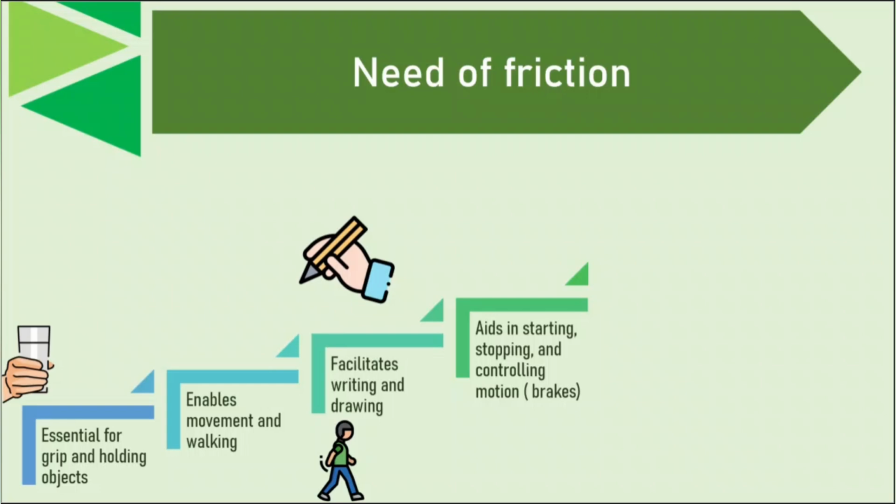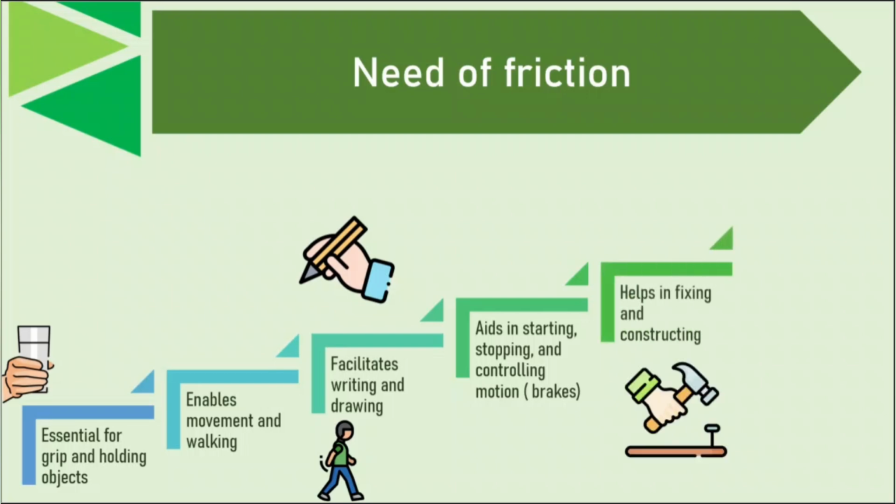You must have noticed the brakes on your cycle. If you've ever noticed, they go on and touch the tire of your cycle. Whenever you apply the brakes, it kind of holds the tires and it creates a frictional force which stops your cycle. And that is the use of friction in stopping motion. It also helps a lot in controlling motion.